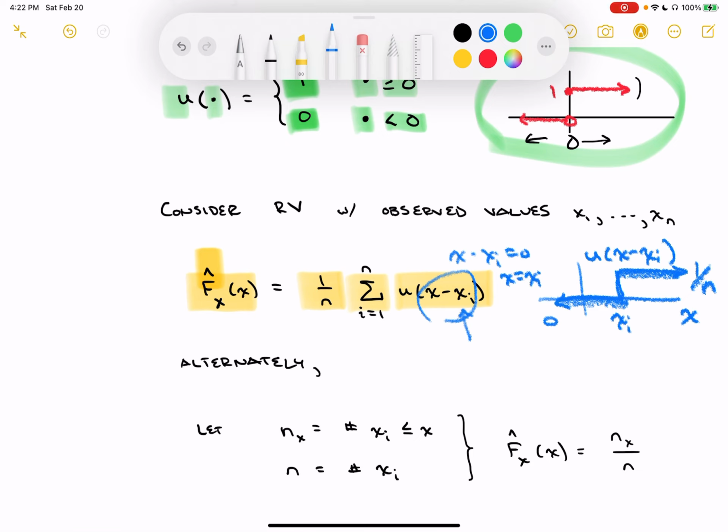And way off to the left, before we could observe any values, the unit steps are all 0 there. So if I take n values at 0, it's going to be 0. And it's always going to be a non-decreasing function, because these little unit steps always increase going to the right. They themselves are non-decreasing functions. So if I add up a bunch of non-decreasing functions, I get a non-decreasing function.